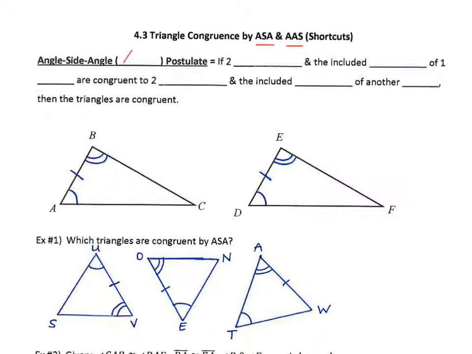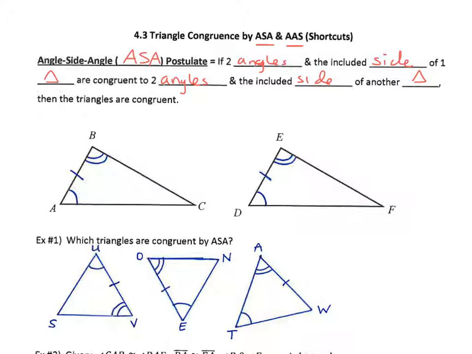Angle side angle, also known as ASA, says this: if 2 angles and the included side of one triangle are congruent to 2 angles and the included side of another triangle, then the triangles are congruent. And there is a word, it's in here twice, that should stand out in how you decipher between ASA and AAS. Any guesses what that word is?